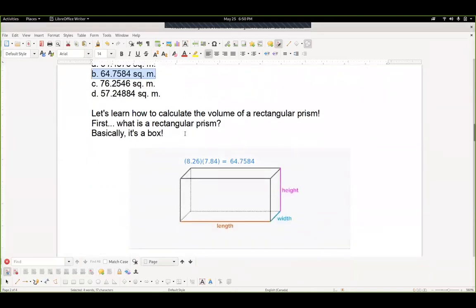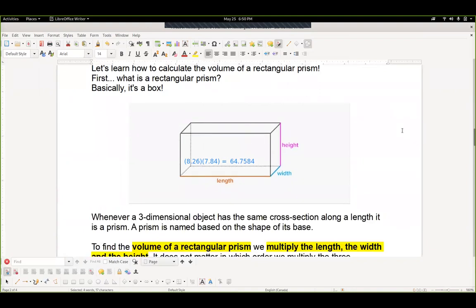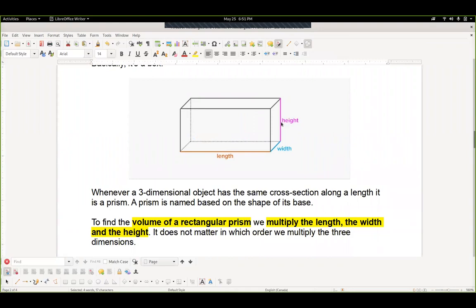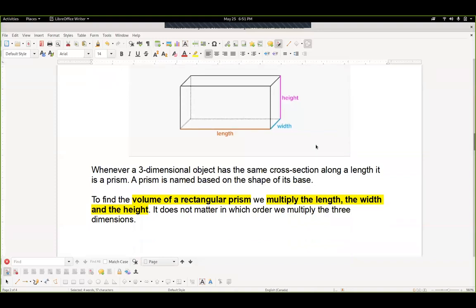Next, let's learn how to calculate the volume of a rectangular prism. But first, what is a rectangular prism? Well, basically, it's a box. So, let me clear out that previous answer. Okay, so we have the height, the width, and the length. And it doesn't matter what order we multiply in because, again, multiplication is commutative and associative. We just want to multiply the 3 dimensions together.